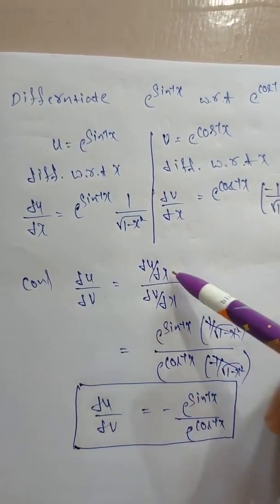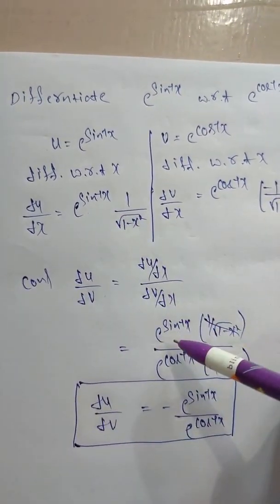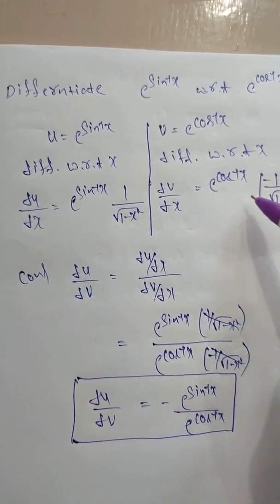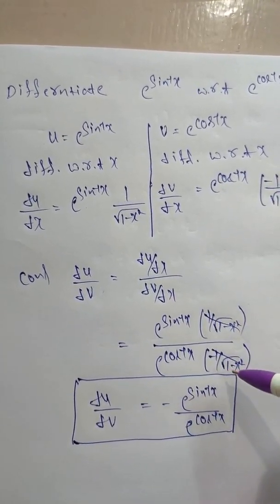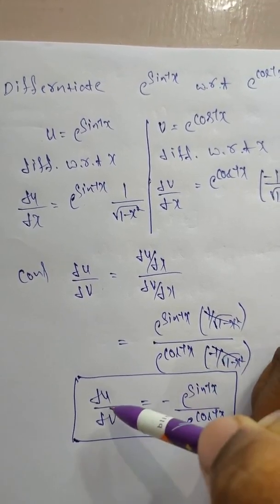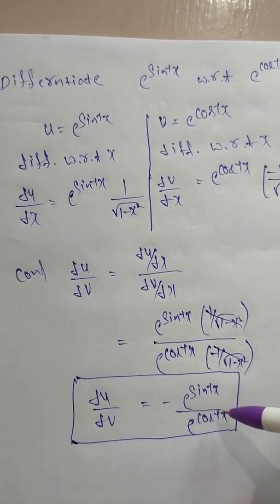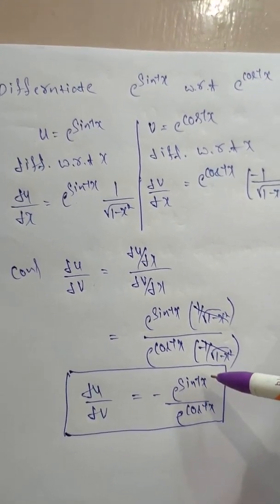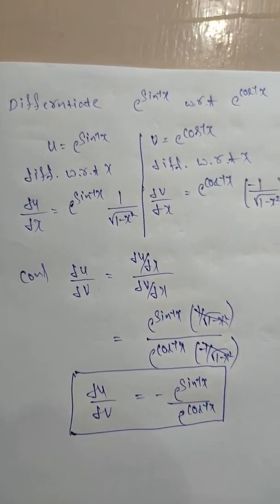Now du by dv is equal to du by dx by dv by dx. du by dx is e to the power of sin inverse x into 1 by root of 1 minus x square. dv by dx is e to the power of cos inverse x into minus 1 by root of 1 minus x square. 1 by root of 1 minus x square and 1 by root of 1 minus x square cancel. du by dv is equal to minus e to the power of sin inverse x by e to the power of cos inverse x. So this is the differentiation of a function with respect to another function.